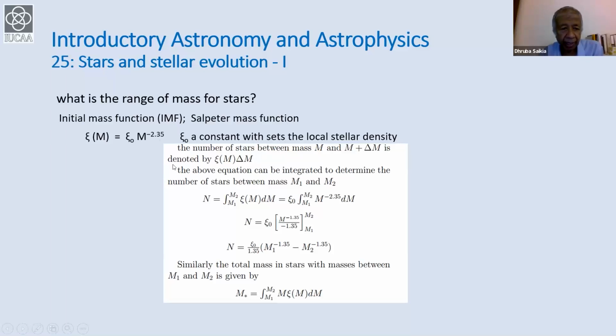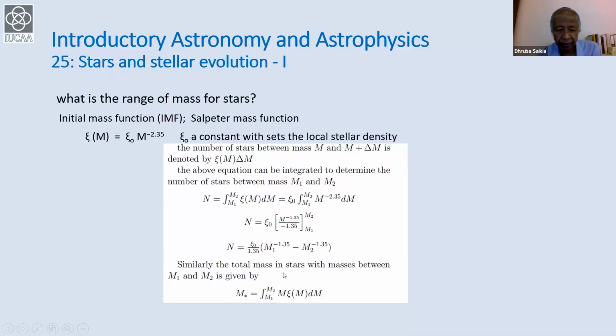But I can also integrate this equation to determine the number of stars between masses M1 and M2. So if I want to determine the number of stars between masses M1 and M2, I need to integrate this expression between M1 and M2. This is just a simple integration, with limits M1 to M2. And once I know Xi 0 from calibration of the local stars in the local solar density, then I can go and determine the number of stars.